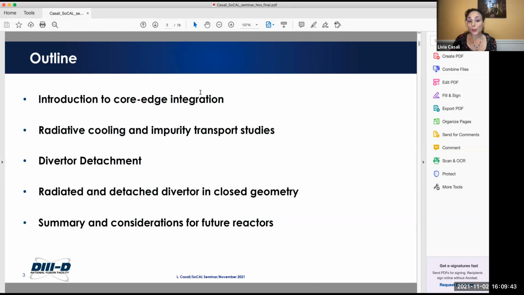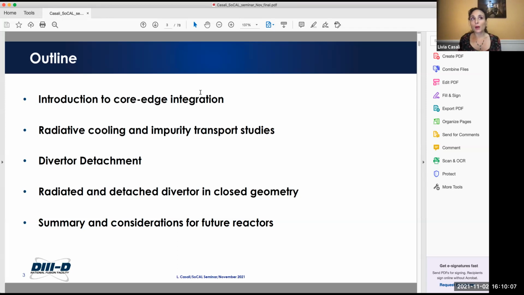As an outline, I will introduce even more in detail what we mean by core edge. I will talk about radiative cooling and impurity transport studies. We will see some examples of divertor detachment and the radiative and detached divertors, in particular in closed geometry. And then I will summarize and we'll dedicate some time to discuss considerations for fusion reactors.